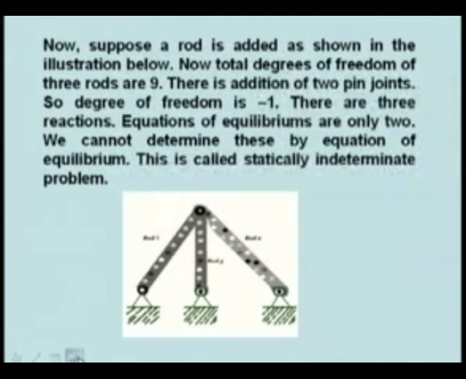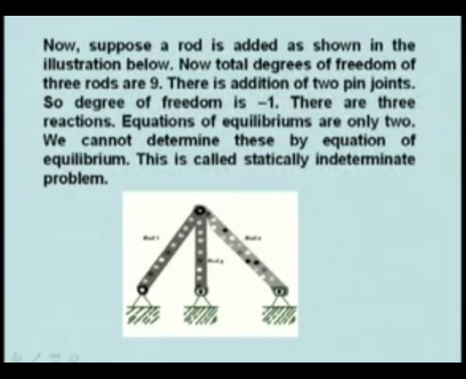Now suppose a rod is added as shown in this one. The total degrees of freedom of all the rods combined is 9, because each rod has 3 degrees of freedom if it is unconstrained. There is an addition of 2 pin joints, because this is constrained here, and then again it is constrained at this end also. So it can be considered as a separate pin.